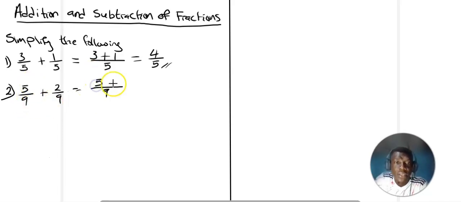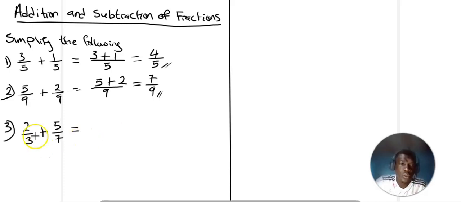So you write the 5, then you put your plus sign. 9 divided by 9 will give you 1. 1 times 2 will give you 2. So you write your 2. This is equal to 5 plus 2 will give you 7. You have 7 over 9. So this is our final answer. Let's proceed to the next one.